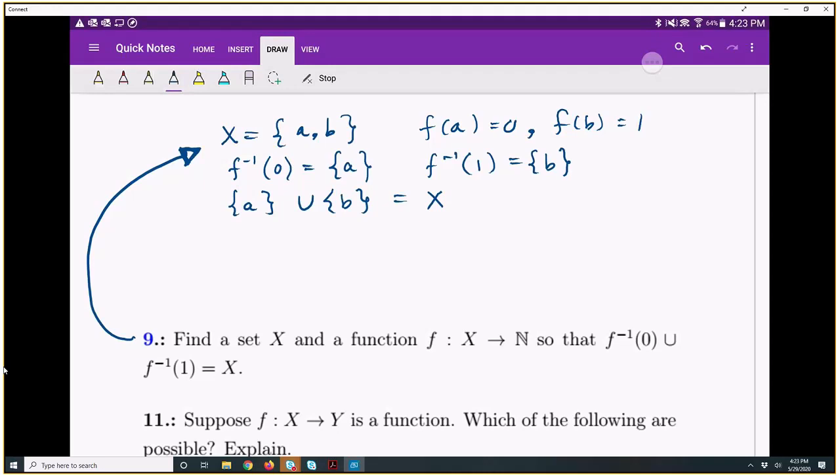Maybe a more fun and interesting example would be, let's take X to be the set of real numbers, and let F be a function from the set of real numbers to the set of natural numbers.